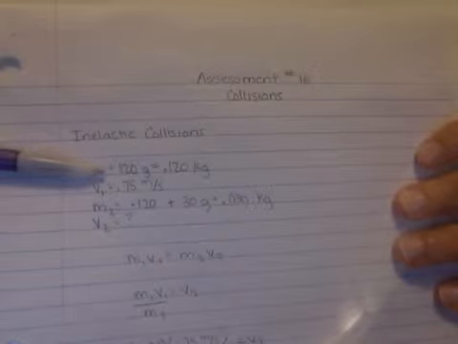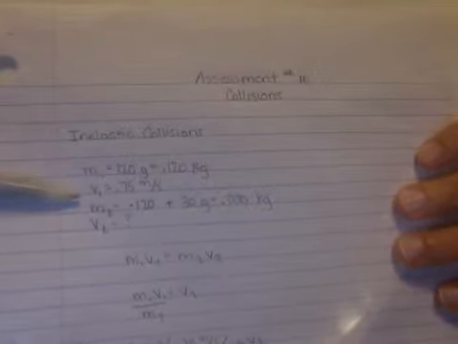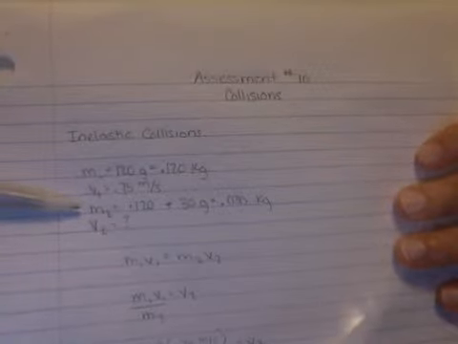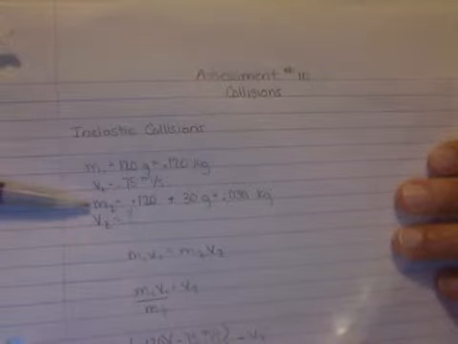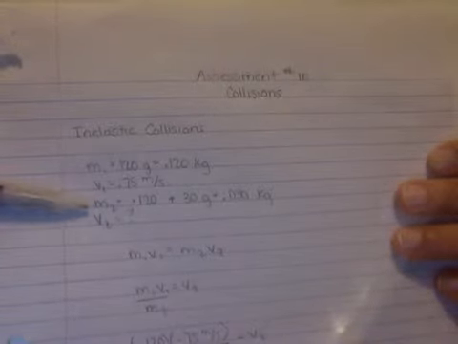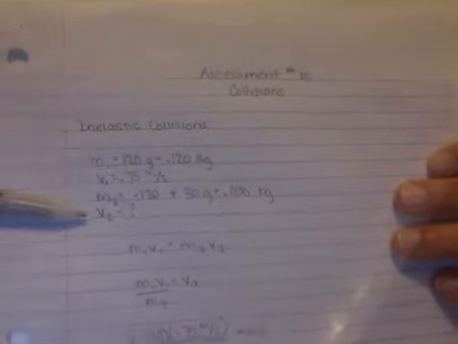is moving to the right with an initial velocity of 75 meters per second. A 30-gram piece of clay is dropped onto the car, but does not bounce off. And so what we're looking for is the velocity of the car after the clay has been dropped onto it.